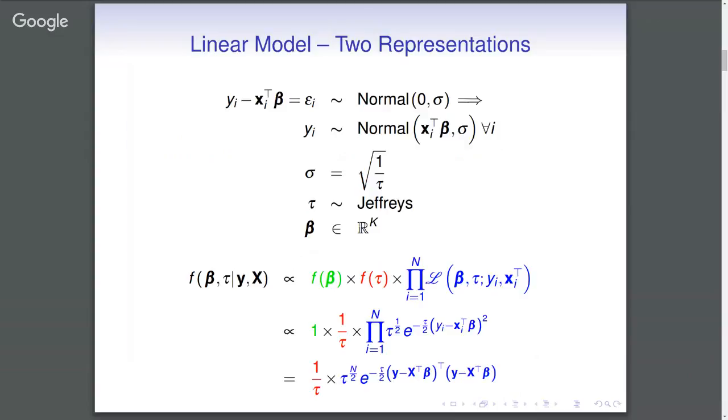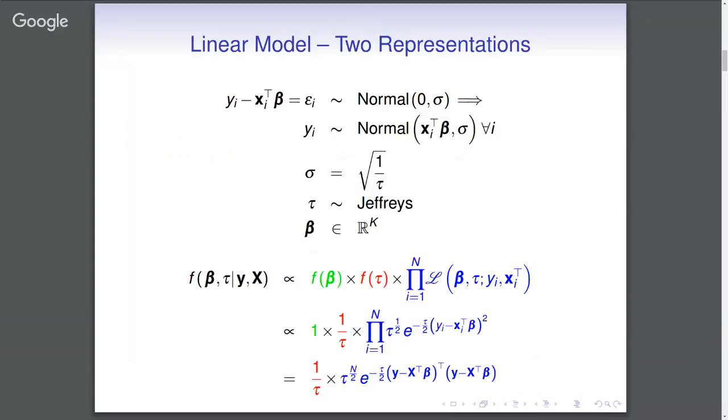But in the Bayesian approach, it's just an unknown parameter that we're going to estimate, as the square root of 1 over tau. So I can write the equivalent information in terms of PDFs or improper PDFs. I want the posterior distribution of beta and tau conditional on y and x. That's proportional to my prior on beta, multiplied by my prior on tau, multiplied by my likelihood for each observation, multiplied over all the observations.